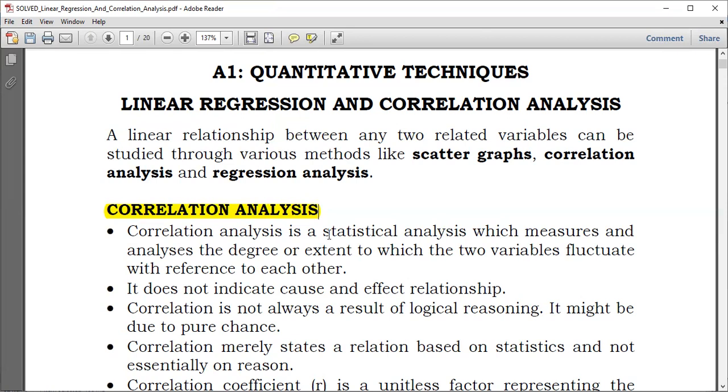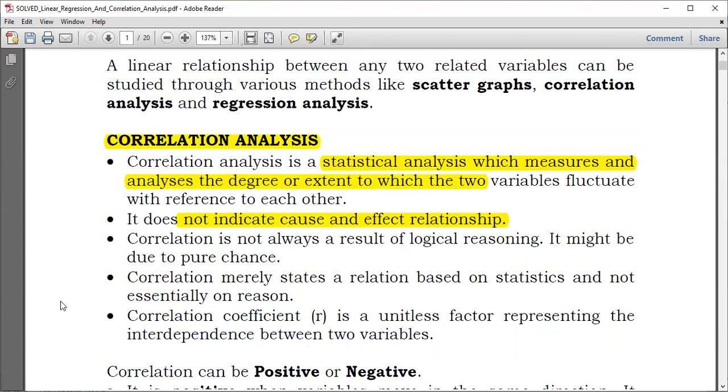So that's why we say correlation is a statistical analysis which measures and analyzes the degree or extent to which two variables change with reference to each other. Simply speaking, correlation does not indicate a cause and effect relationship. It does not attempt to establish an equation between two or more variables. It just explains the degree of association between two variables.